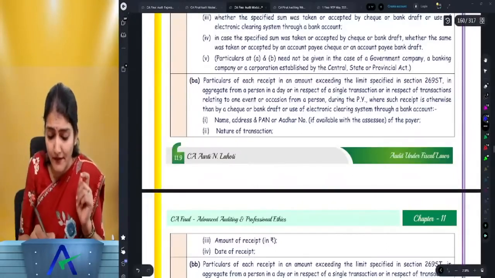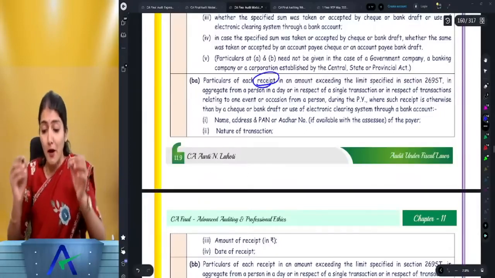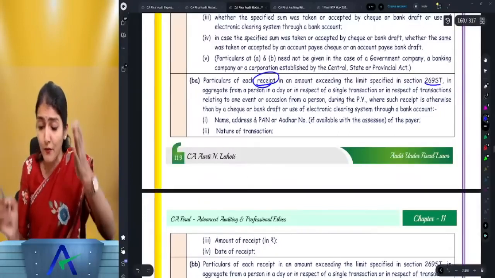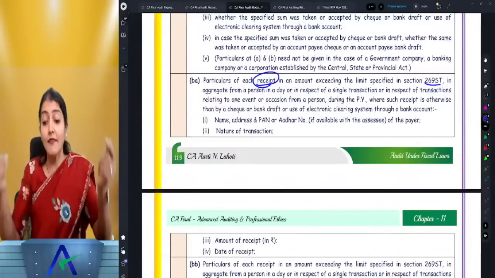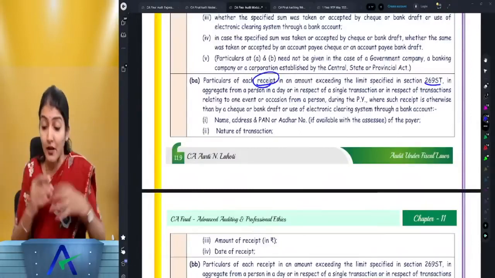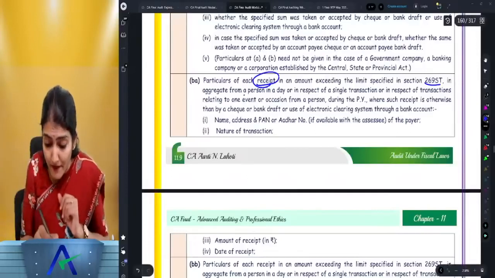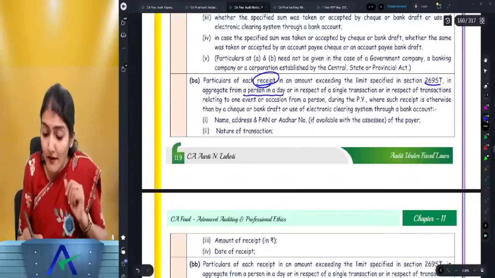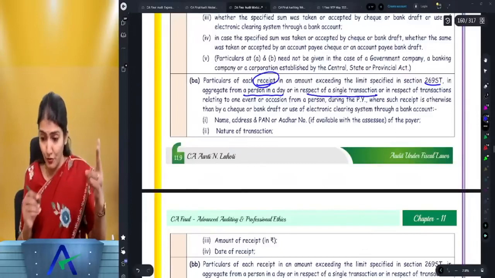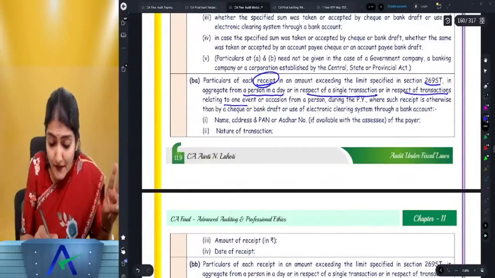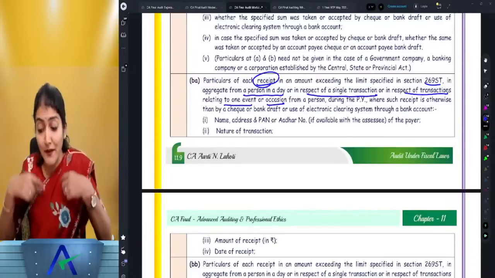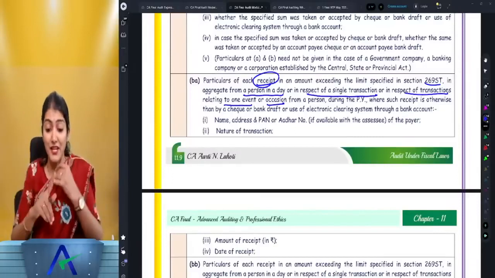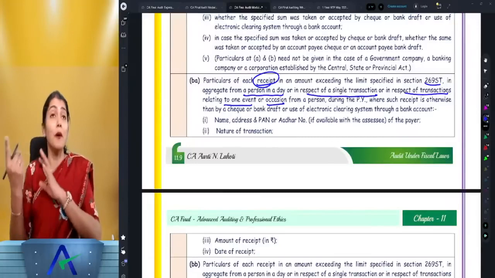Clause 31BA of the form 3CD: each receipt in an amount exceeding the limit specified under 269ST in aggregate from a person in a day, in respect of a single transaction, or in respect of transactions relating to one event or occasion from a person during the previous year, where such receipt is otherwise than by check, draft or ECS through a bank account.